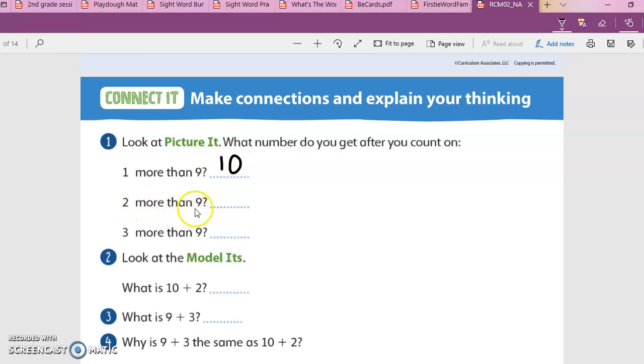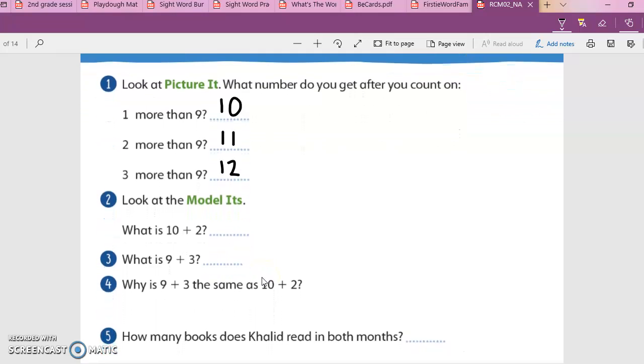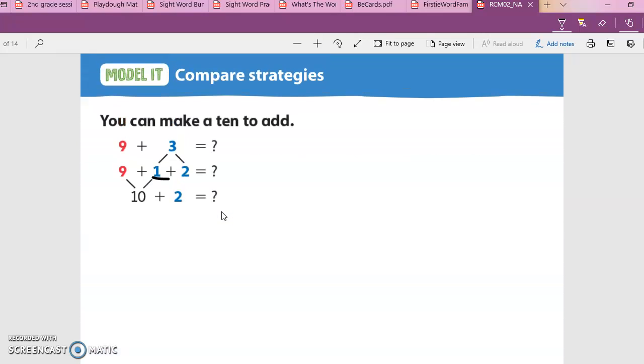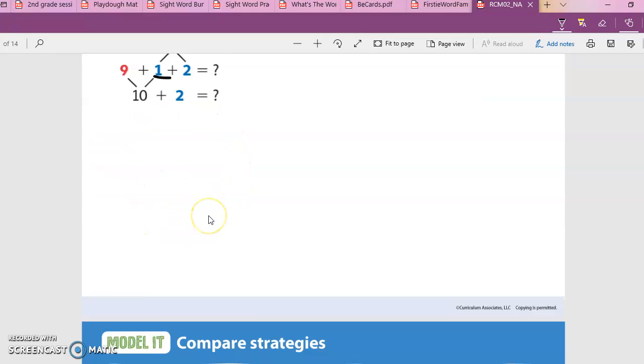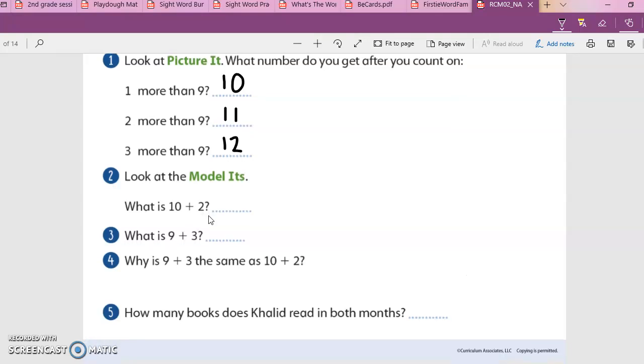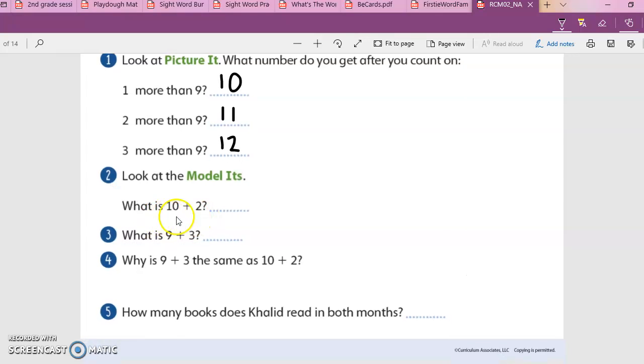What is 2 more than 9? 11. And what is 3 more than 9? 12. Good job. So now we're looking at the model it, and that is where we are looking at this funky towered stack thing to make a 10. It's asking what is 10 plus 2? 10 plus 2 is 12.